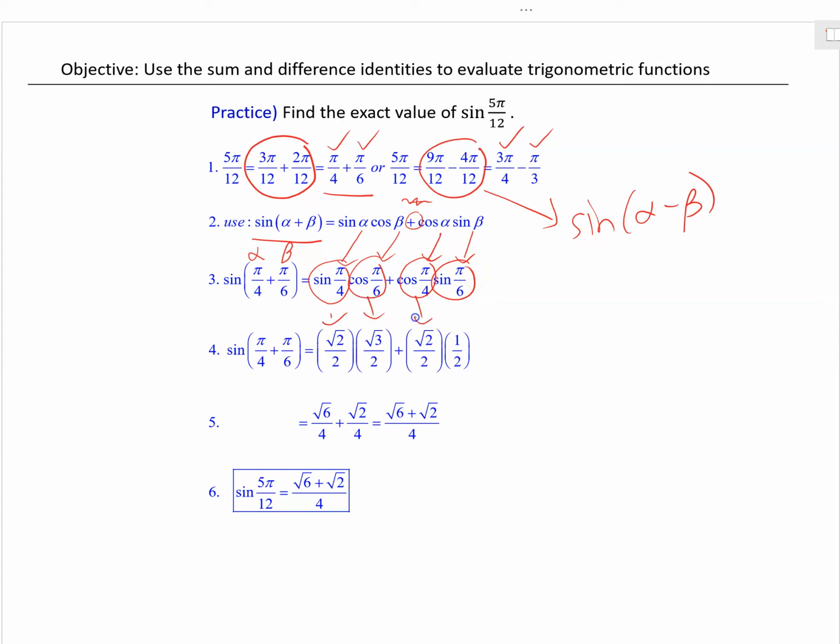So we see all of our values, do the multiplication, put it all over the common denominator, and hopefully you got root 6 plus root 2 all over 4. If you got root 2 plus root 6 all over 4, hopefully you realize that's equivalent because adding 2 numbers together, the order doesn't matter. That's our commutative property. And so if it ended up being like this, that's perfectly fine also.